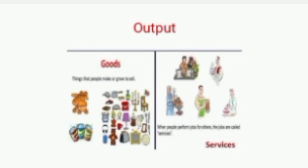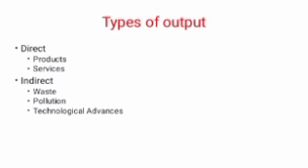The final thing is the output. After the transformation process, we get the final product of the raw material, that is, goods and services. Goods are the products made for one's own purpose, and a service is provided to others. There are two types of output: direct and indirect. Direct is the product and services. Indirect is the waste, pollution and technological advances.